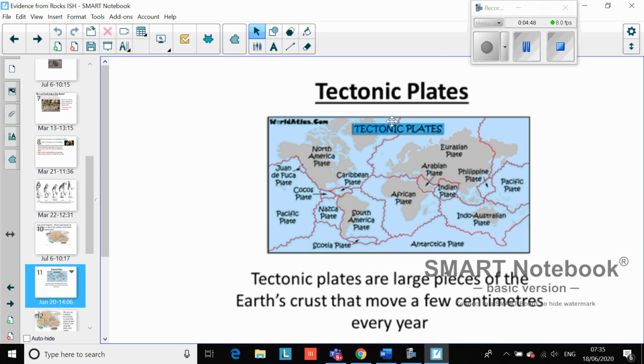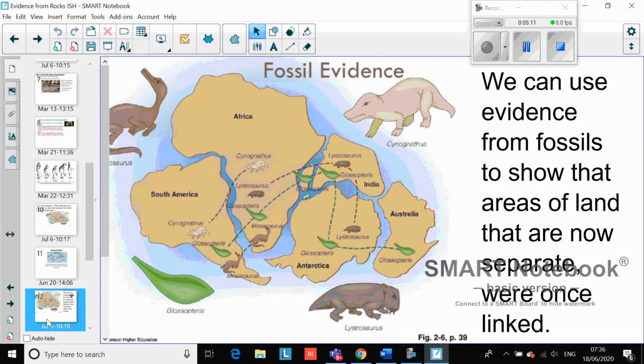Well, the tectonic plates are large pieces of the Earth's crust that move a few centimeters every year. Now, there's South America, there's Africa. Now imagine if they moved a few centimeters every year. Over millions of years, that would be thousands of miles. And that explains why we find these fossils in different parts of the world. So we can use evidence from fossils to show that areas of land that are now separate were once linked.